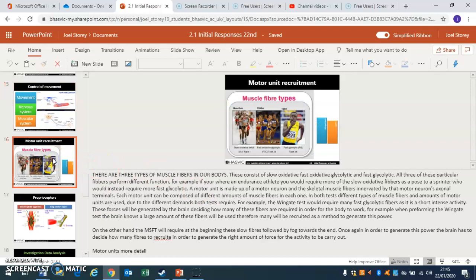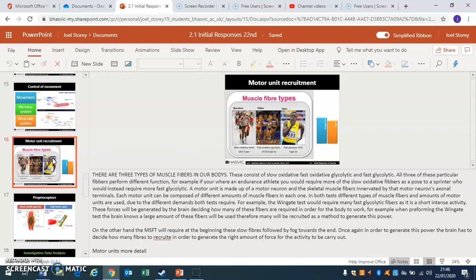Motor unit recruitment. There are three types of muscle fibers in our bodies. These consist of slow oxidative, fast oxidative glycolytic, and fast glycolytic fibers. All three of these fibers perform a different function. For example, an endurance athlete would require more slow oxidative fibers, as opposed to a sprinter who would instead require more fast glycolytic. A motor unit is made up of a motor neuron and skeletal muscle fibers interrelated by the motor neuron axonal terminals. Each motor unit can be composed of different amounts of muscle fibers.